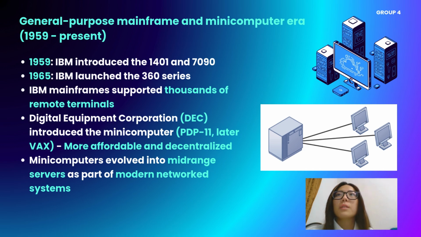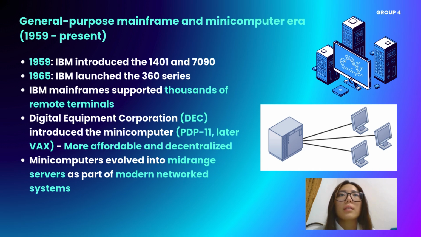For general purpose mainframe and mini computer era, in 1959, IBM introduced the 1401 and 7090 transistorized mainframe, marking the beginning of widespread commercial mainframe use. In 1965, IBM launched the 360 series, which was the first commercial system to support time sharing, multitasking, and virtual memory. IBM mainframes support thousands of remote terminals using proprietary networks.